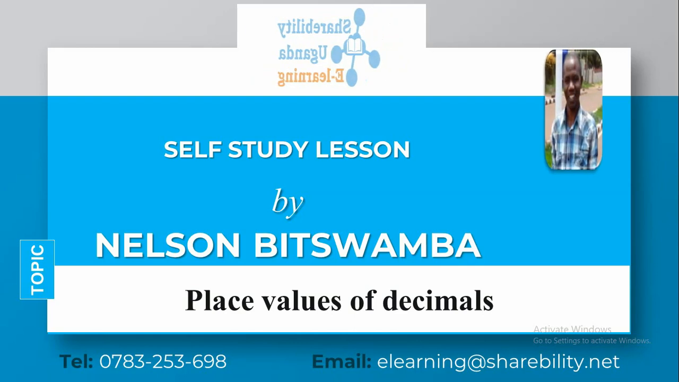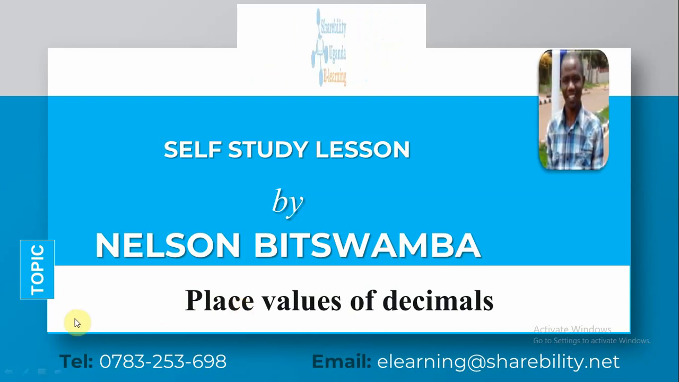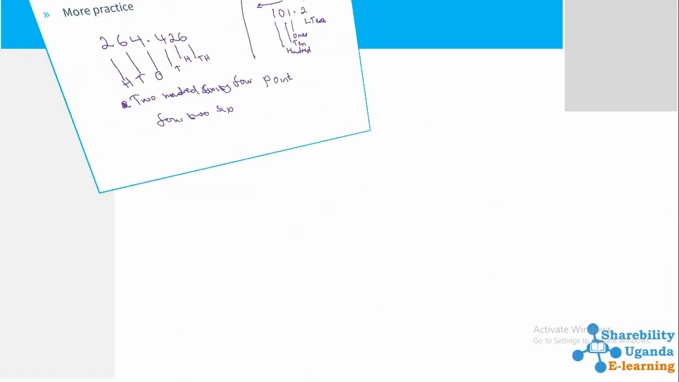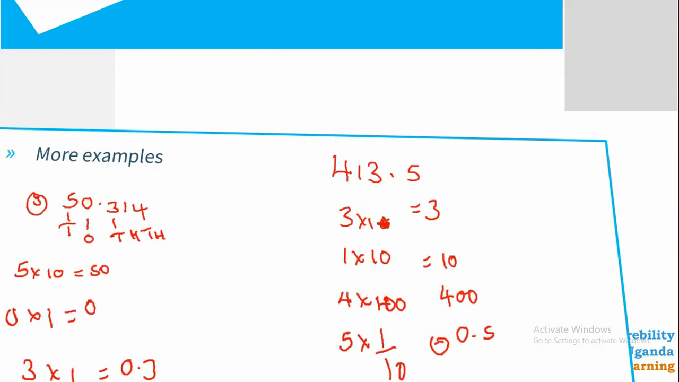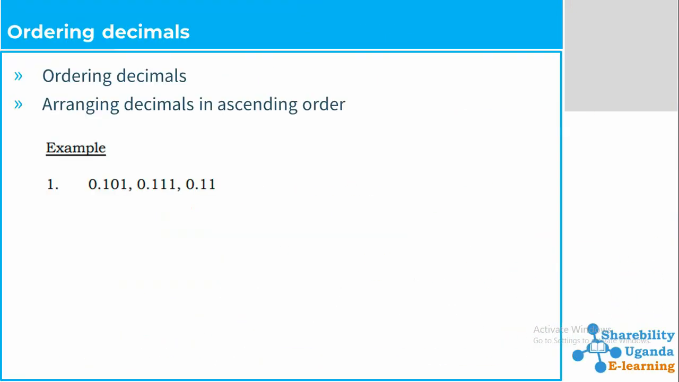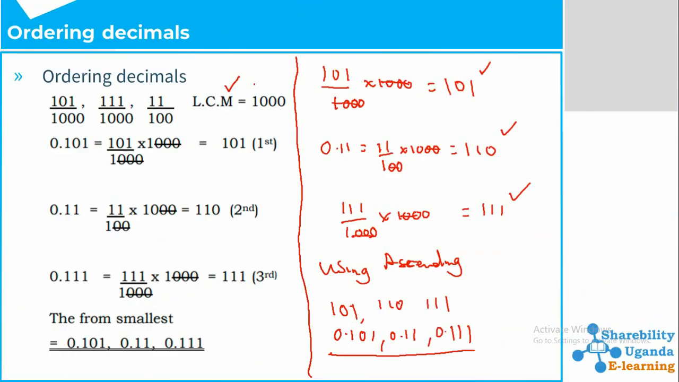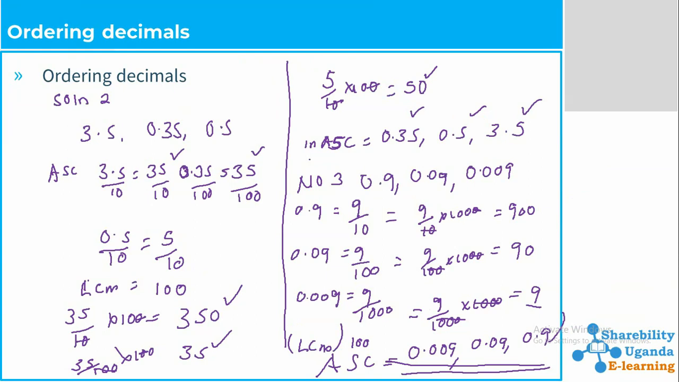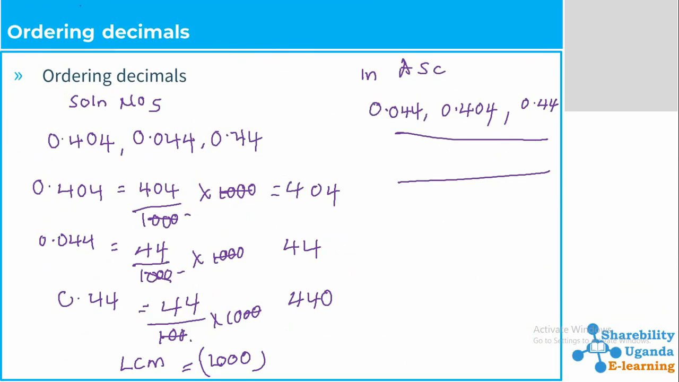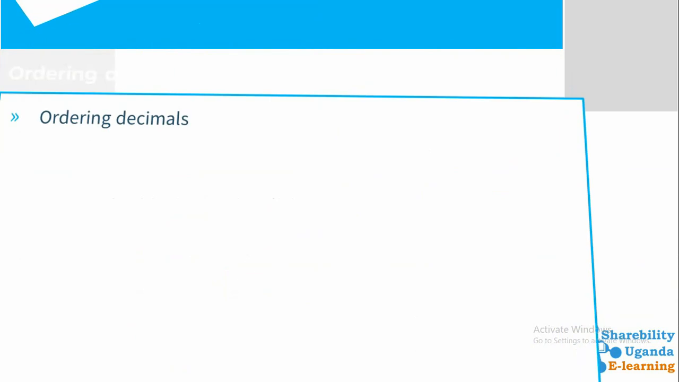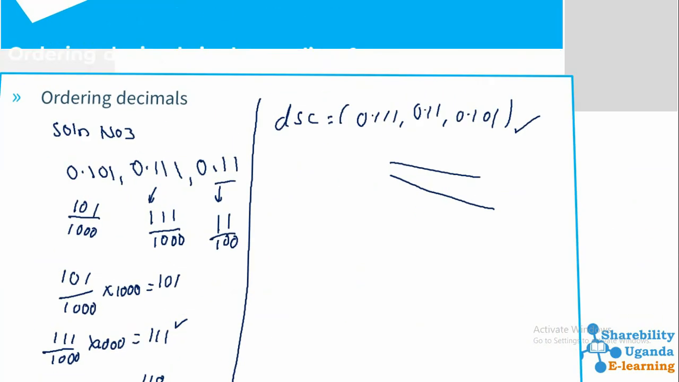My name is Nelson, and we are going to look at addition of decimals, because we are still in our topic of decimals. In our recent lessons, we explained what decimals are, and we worked out some examples. We looked at ascending and descending. In this lesson, we want to look more at addition of decimals.